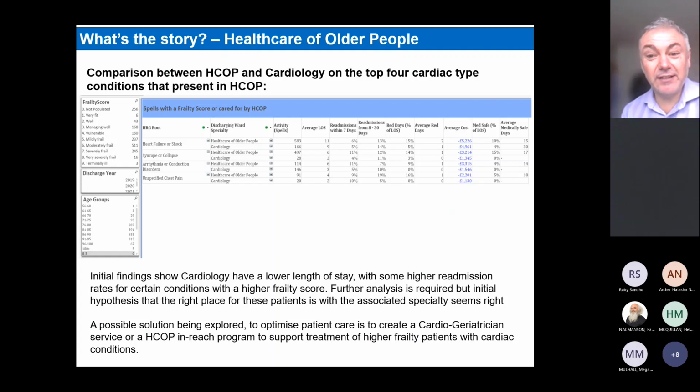Not only that, but we then looked at things like readmissions and noticed that they were much lower on cardiology wards. So the solution to that was to get patients with lower frailty scores onto cardiology wards, and then have a cardiogeriatrician service or an InReach HCOP program to actually go out to those patients and visit them while they're on a cardiology ward.